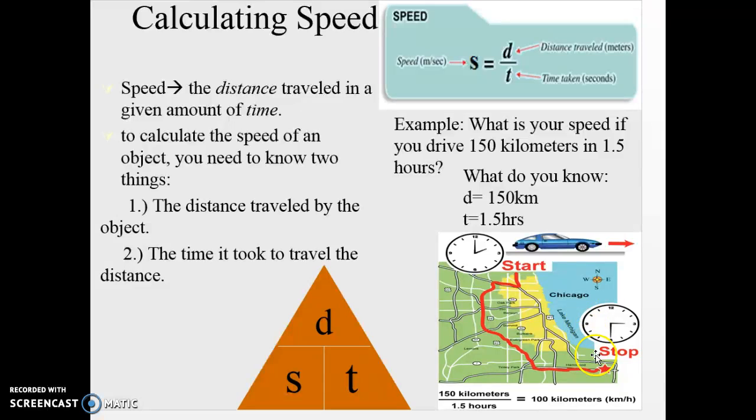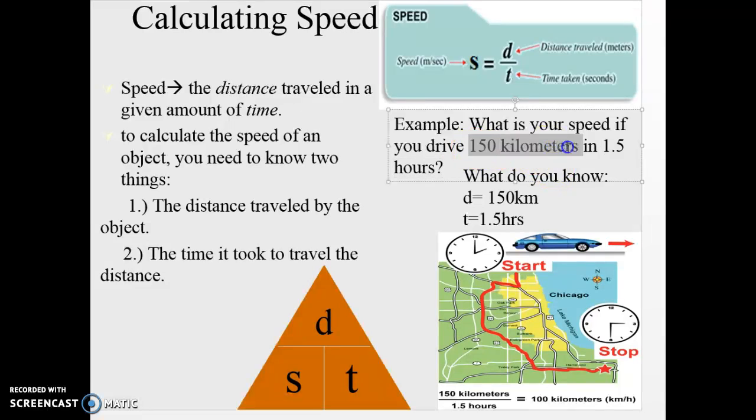They say that this car is going from one city to another. Throughout their drive, they probably sped up and slowed down. Maybe they even stopped for a little bit. So what you'd be getting here would be their average speed. They're telling you that he's driving a total distance of 150 kilometers in 1.5 hours.